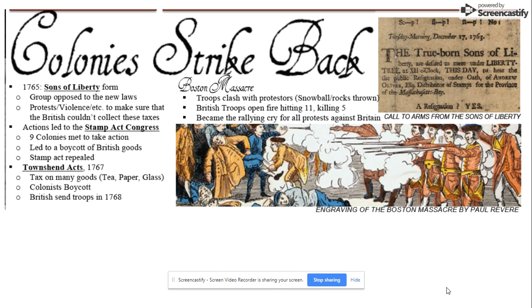All right, so important events. You have the Sons of Liberty, who were the little group that would protest everything, make sure Britain couldn't collect taxes, and kind of like a little mini terrorist group. But that's okay, because in America, they're patriots. Yay. What?